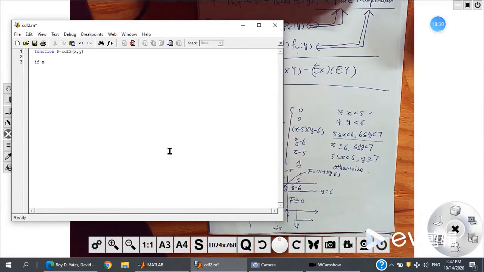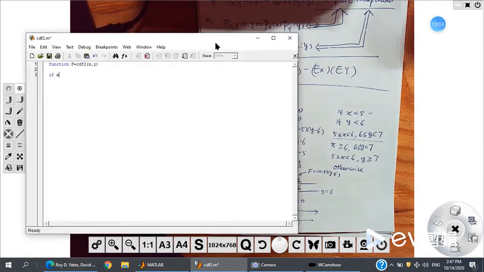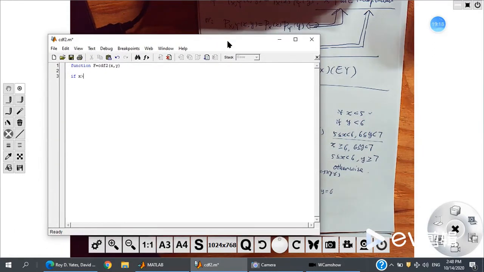If x is larger than or equal to 6, and in MATLAB this means and, and y is larger than or equal to 7, then capital F is 1. This is one case.